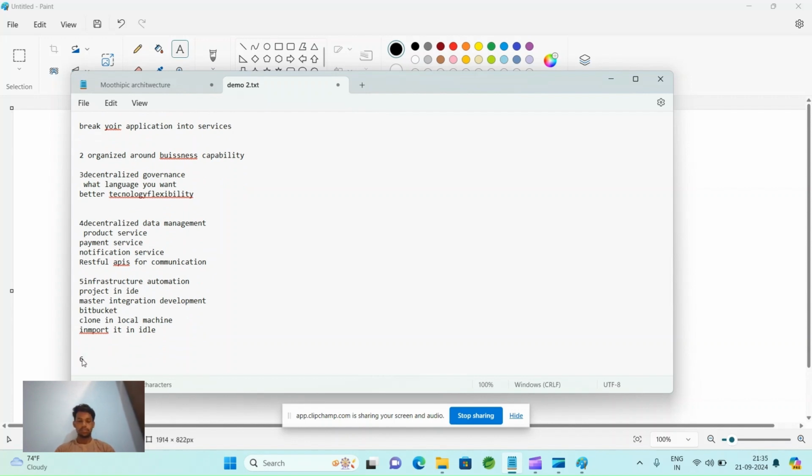Okay, what is number six? Okay, these five are the main principles. With the help of these principles, you will build a better project.